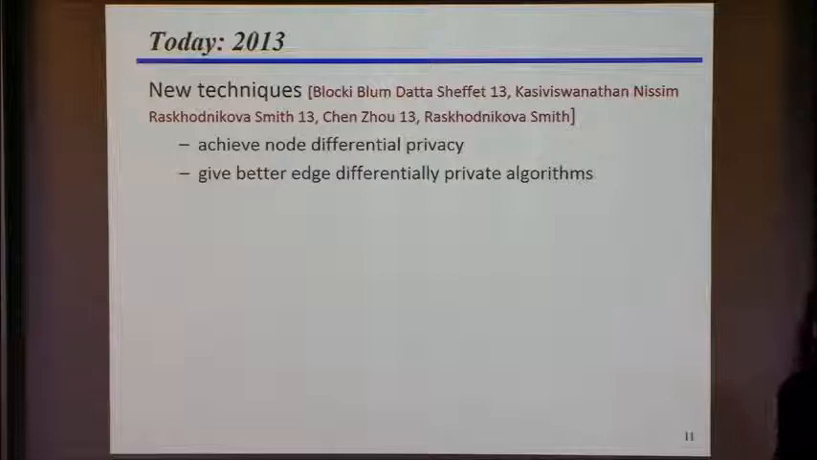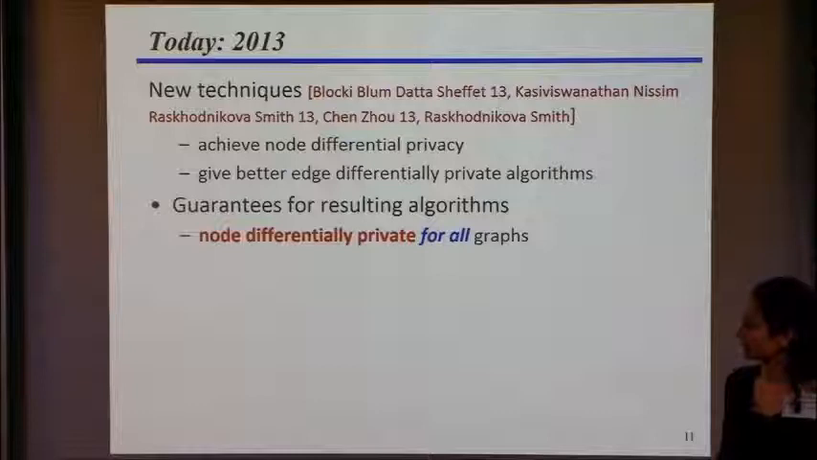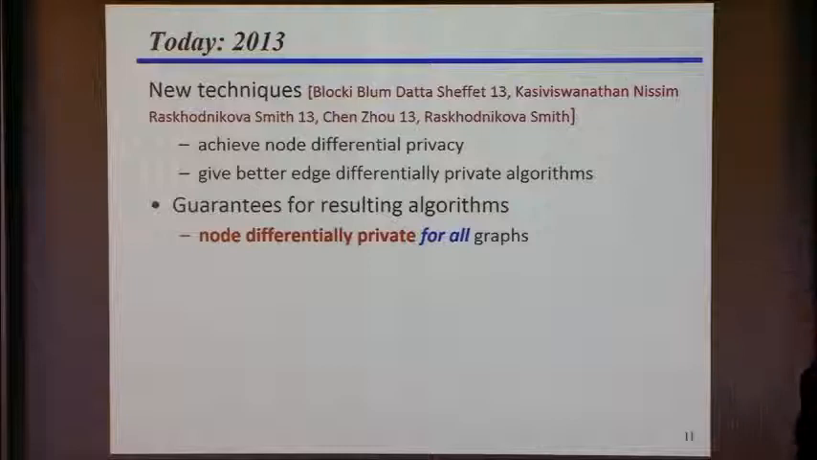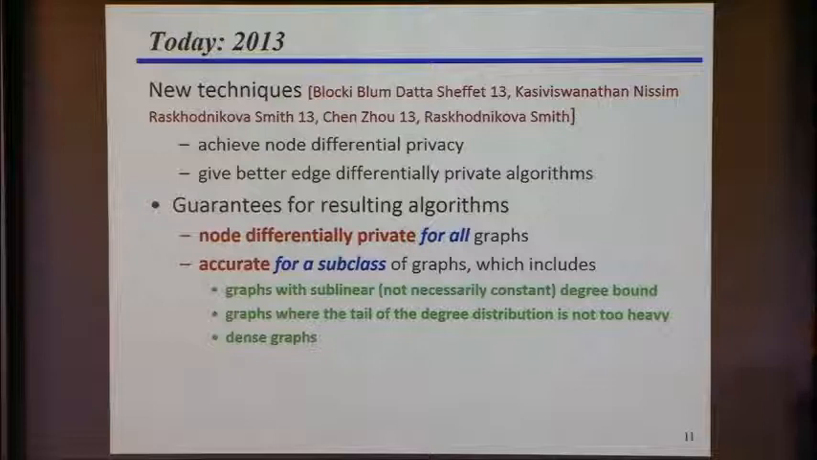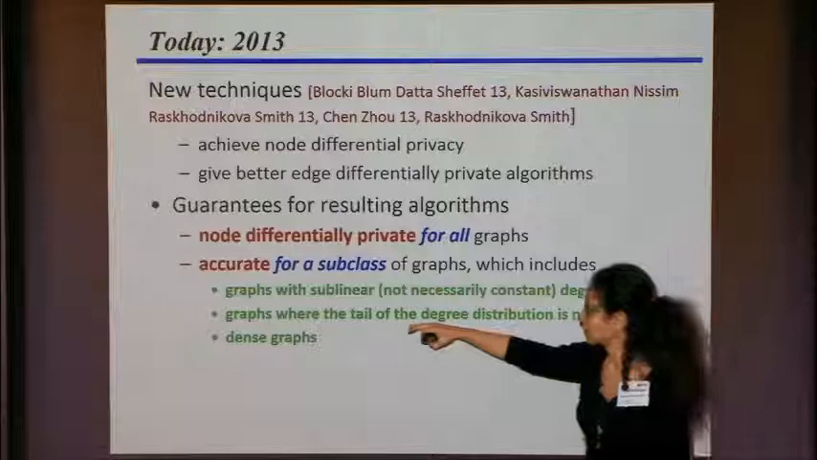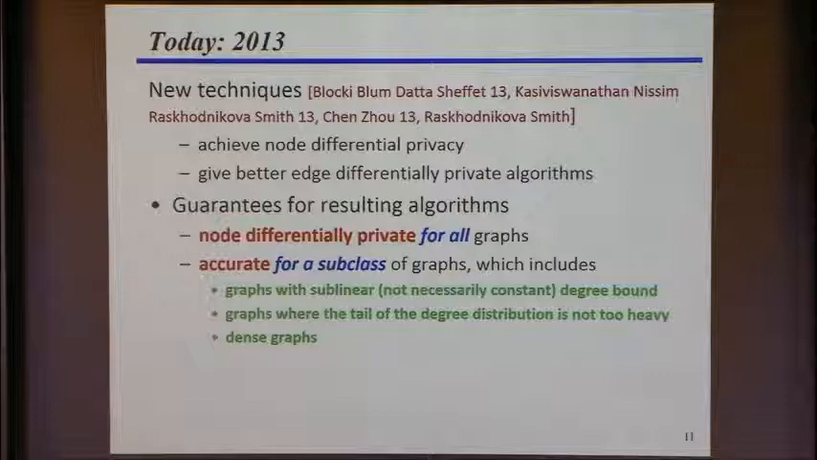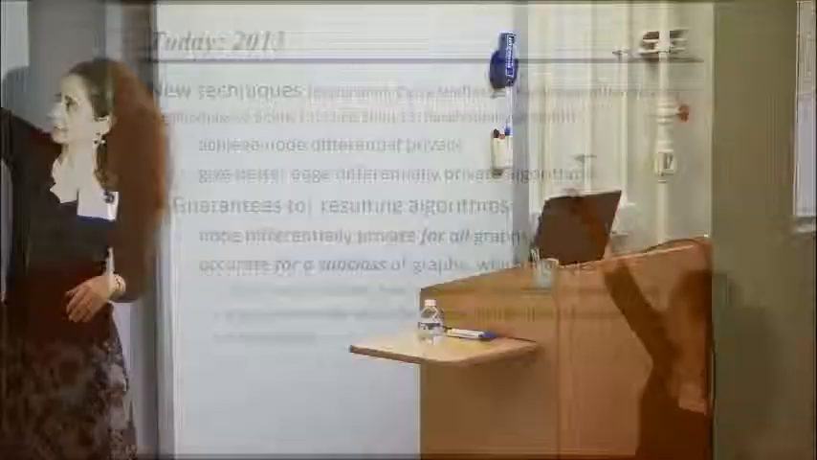These papers actually provide guarantees for the resulting algorithms. There's formal utility analysis, actually in the last two papers. Again, the algorithms are node differentially private for all graphs. They're accurate for a subclass of graphs, which includes bounded degree graphs, where the degree bound is not necessarily constant, just some sublinear bound. Graphs where the tail of the degree distribution is not too heavy. I'm not going to explain that, just leave it informal. And dense graphs. I'm not going to be talking much about utility guarantees today, I just had to pick what to talk about, but there is utility analysis in the second and the third paper.